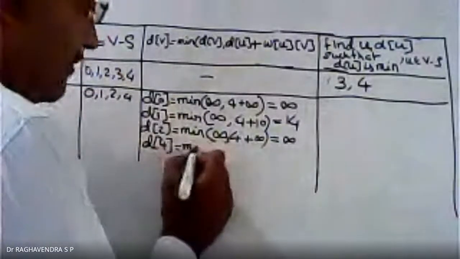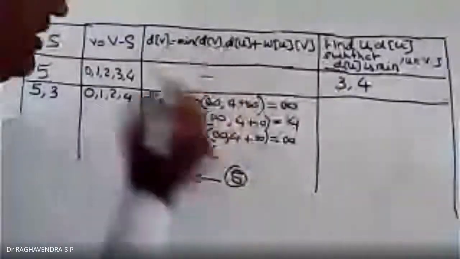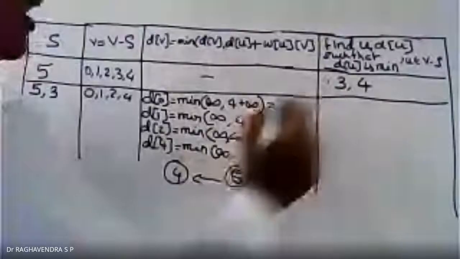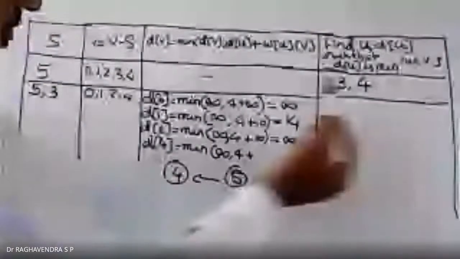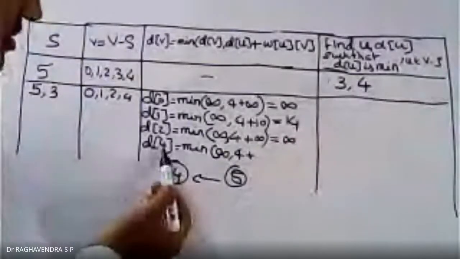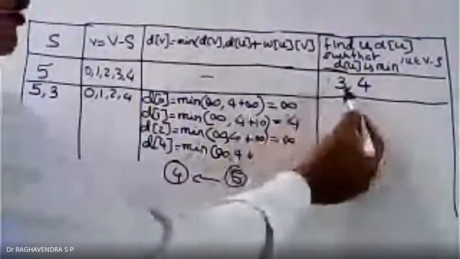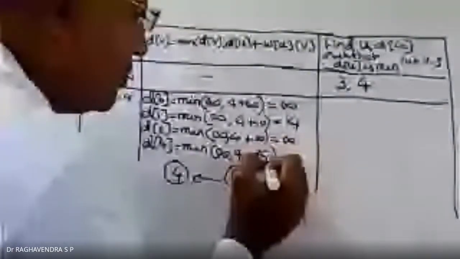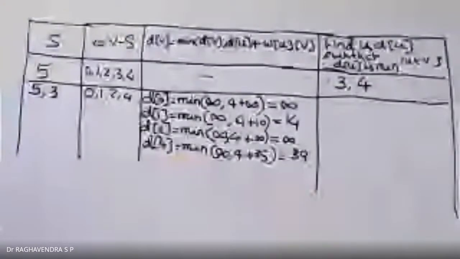Next d of 4 now is equals to min. d of 4 means 5 to 4. What is the cost of 5 to 4? d of v is infinity, comma d of u is already 4, we know that. Next u to v means 3 to 4. How much is 3 to 4? u is 3, v is 4. 3 to 4, how much? 35. 35. Very good. So what is the value here? 39. 39. Super. Fine. So this is one more step.